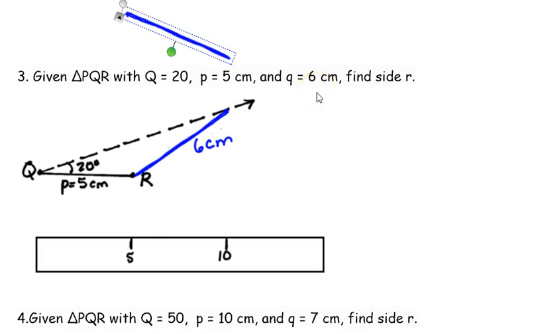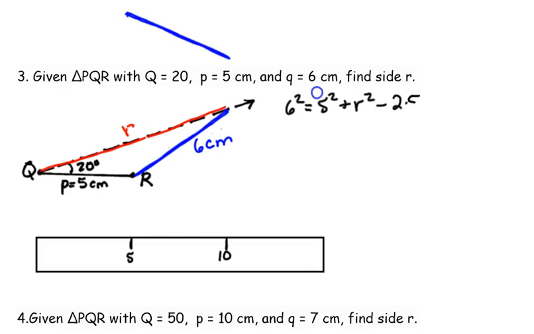So I only have one possible triangle that I can draw here, and I'm trying to find side r right here. So what is r? I'm going to set it up exactly the same way I've set it up before. I have q squared, which is 6 squared, equals p squared, 5 squared, plus r squared minus 2 times p times r times cosine of q, which is 20. Notice in this case my p is not 10, it's 5.